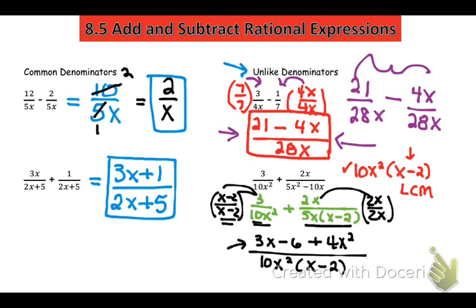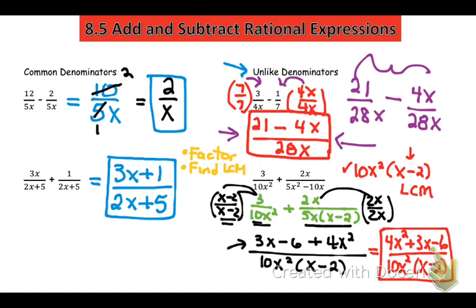So remember, in this example, we needed to factor in order to find our least common multiple, or our least common denominator. And then we multiplied the numerator and the denominator by the missing, in one case, binomial or terms.